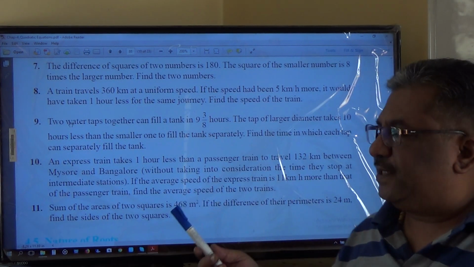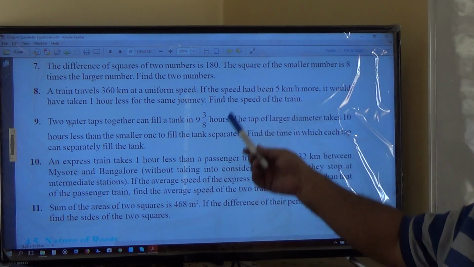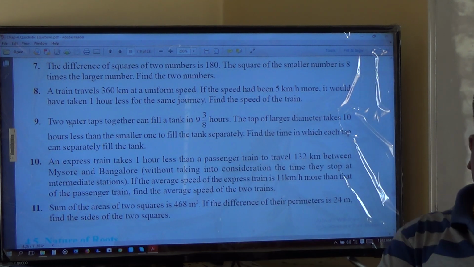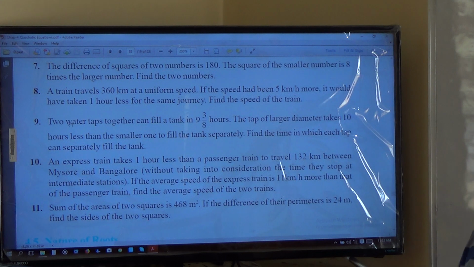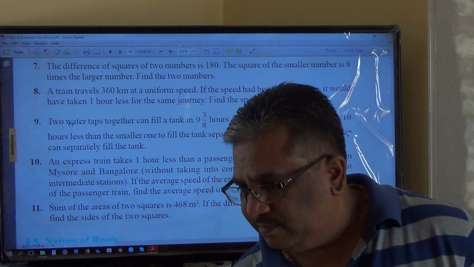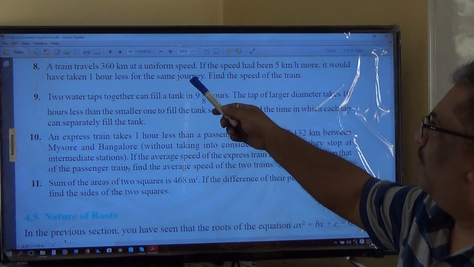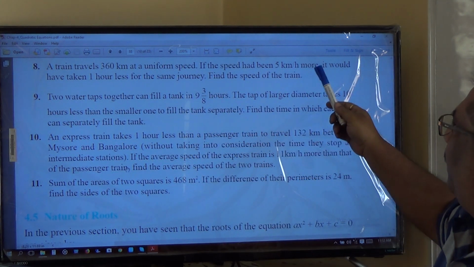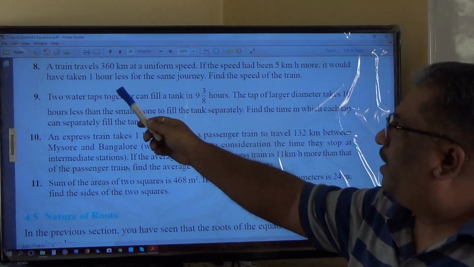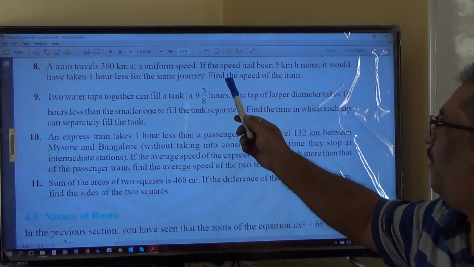Please hold the textbook in front of you, because all these five numericals I will read here, and once for all form the equations. Okay. So the 7th is already done. A train travels 360 km at uniform speed. If the speed had been 5 km per hour more, it would have taken 1 hour less for the same journey. Find the speed of the train.